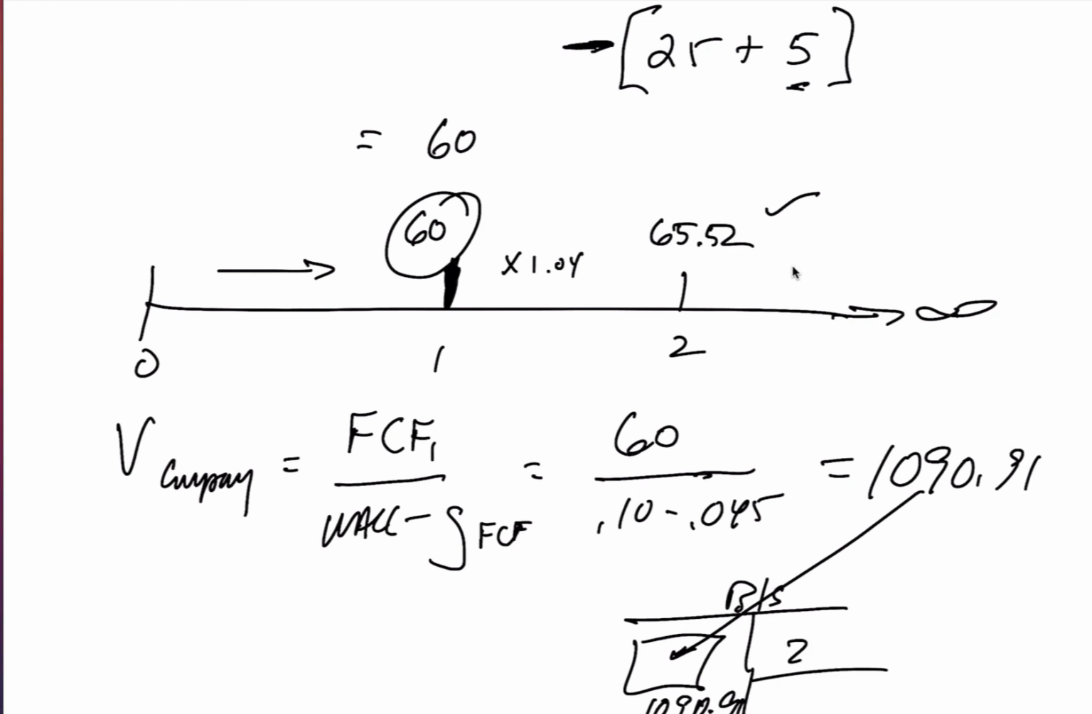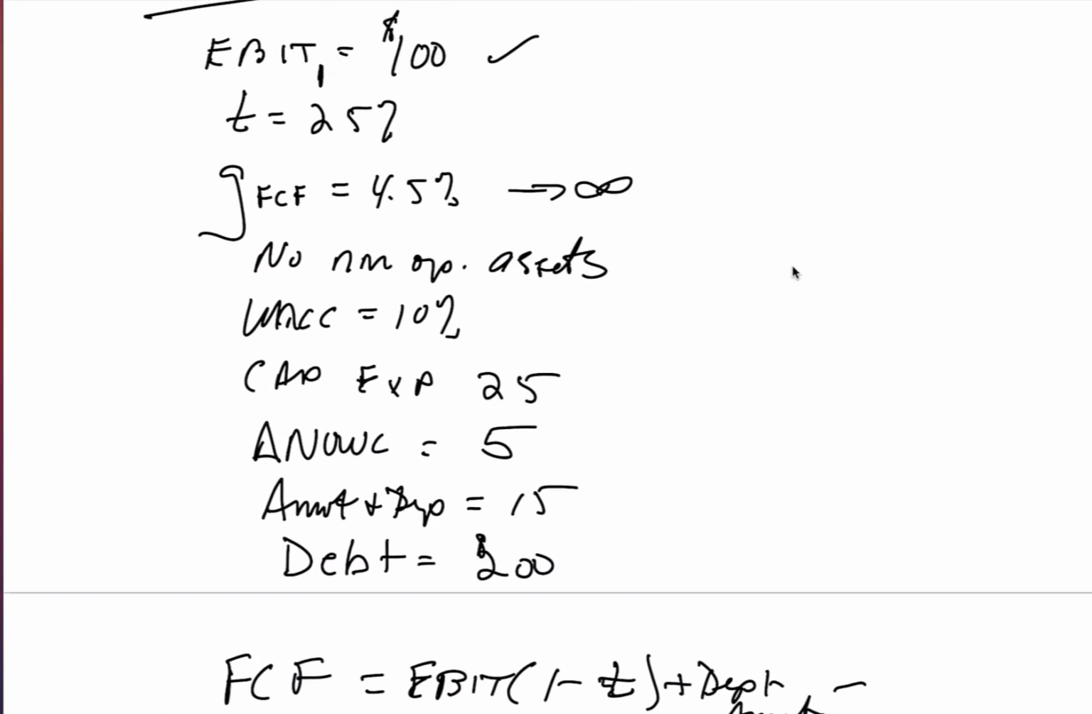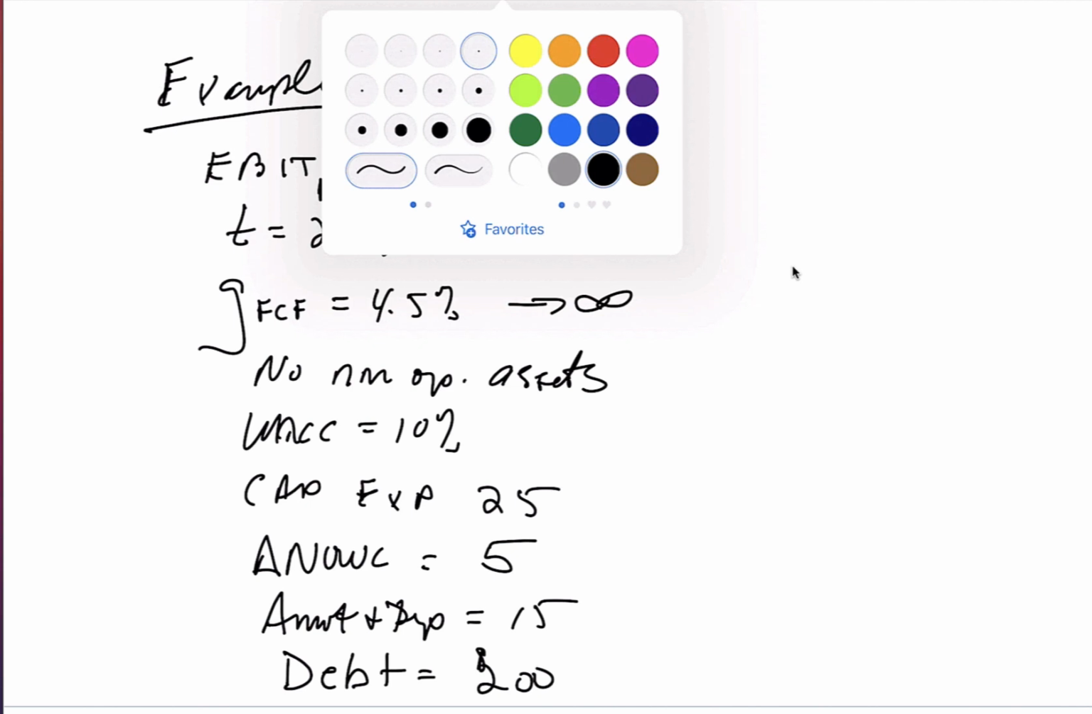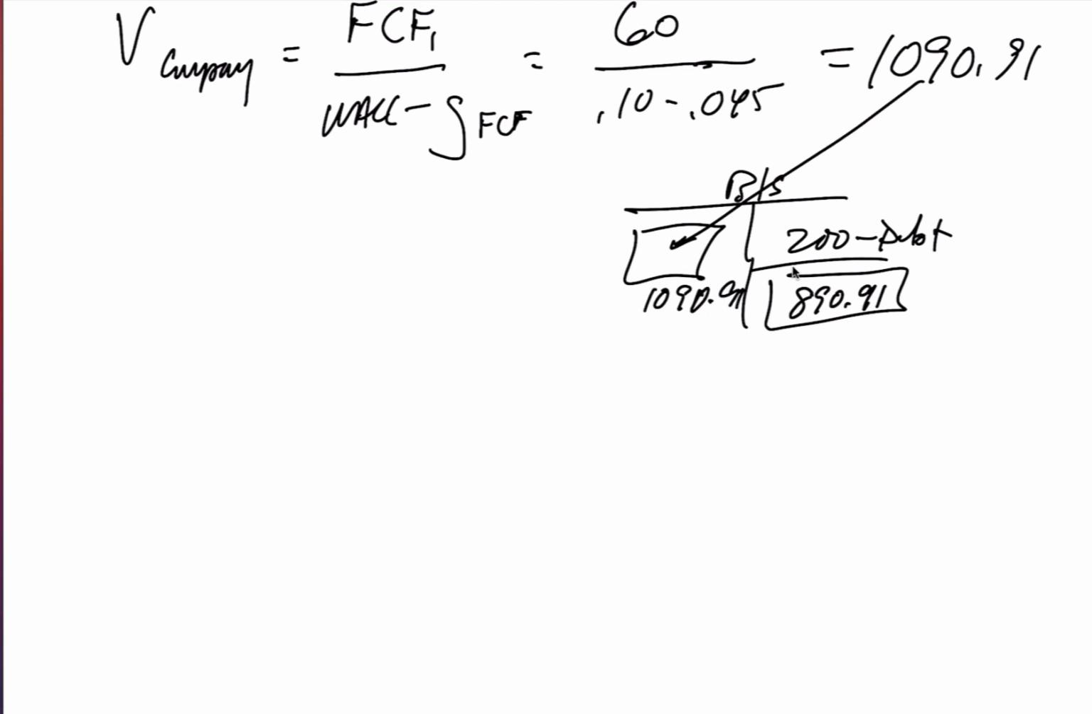$1,090.91, and we have $200 in debt, remember, right here. And so this has to be $890.91. And what I didn't give you is the number of shares outstanding. The number of shares of equity stock outstanding, 40. Okay, 40 shares outstanding, so we divide this number by 40 and we get $22.27 for an estimate of the stock price today.